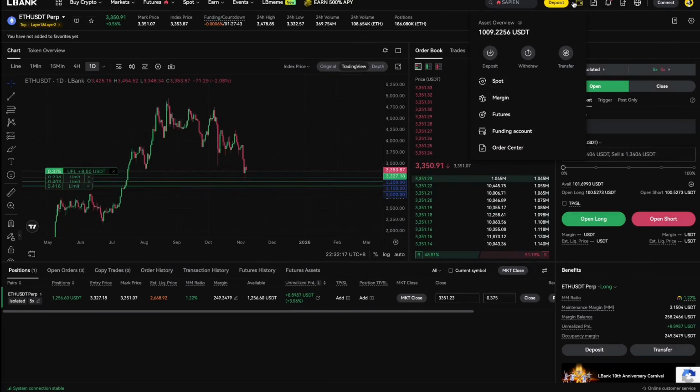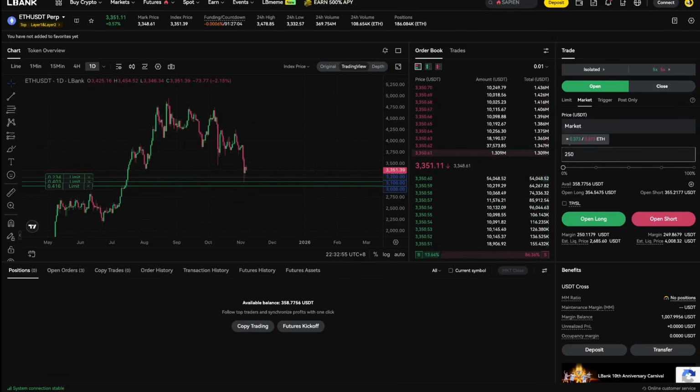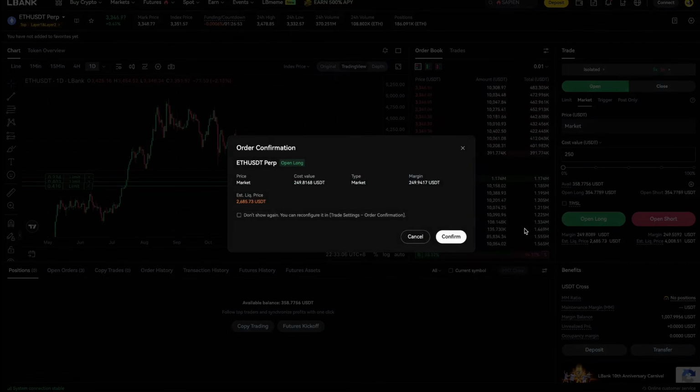For example, now in this account I have about 1k, and that is something I'm going to be using. So let's open a $250 margin trade here. And then it's very simple. We have the market order selected, cost value 250, so that's going to be your full margin. And then we are going to be opening the long position in the isolated mode we just selected with 5x leverage.